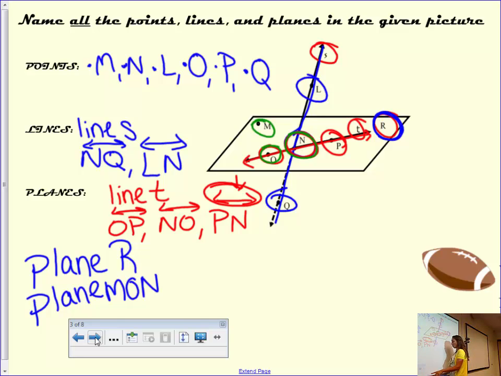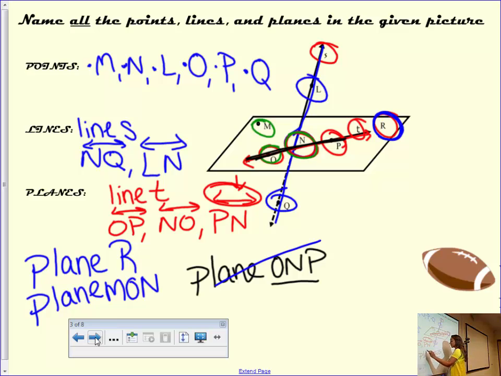So, one way that you cannot name this is by the points plane O, N, and P. And why can't you name it like that? Points O, N, and P are collinear points, so they're all on the same line. And so remember in the definition, they have to be 3 non-collinear points. So any of the 4, but they have to be non-collinear.